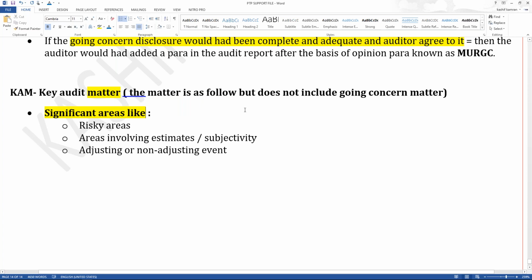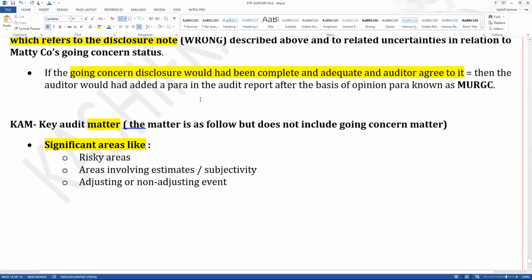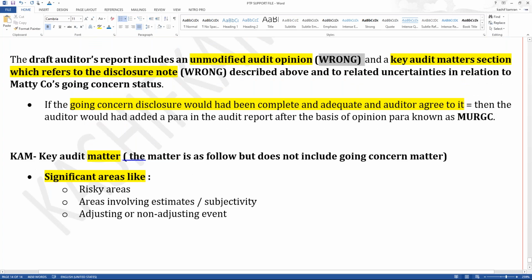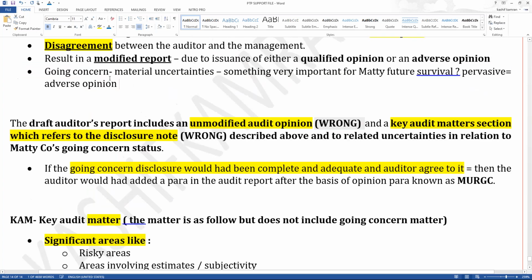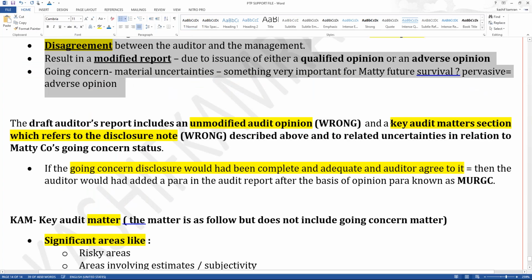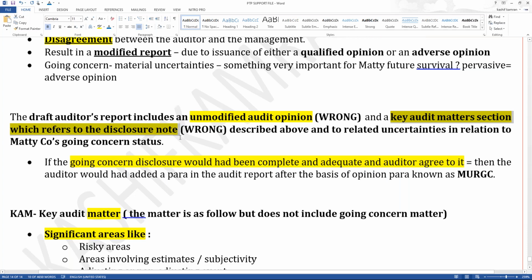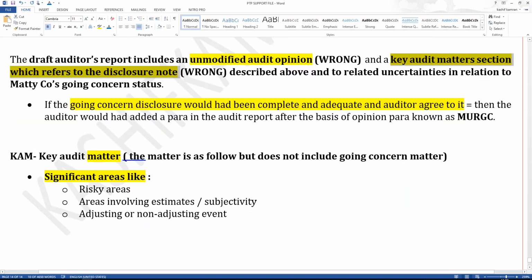So do you agree that the report published by the supervisor is wrong? Number one, for the modified audit opinion, you have to justify that by telling the examiner what should have been the right opinion. Then the key audit matter section. You will tell the examiner that the key audit matter section cannot come for going concern, because if the going concern disclosure would have been complete, then you should have inserted a paragraph known as an MURGC paragraph. Is that clear to all of you about the rules and regulations?